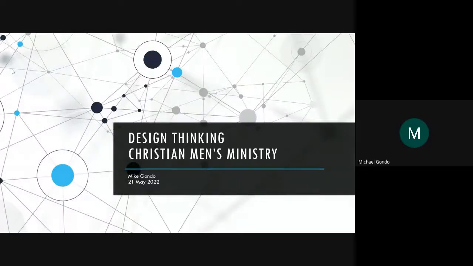On the left-hand side is a 10-year-old, so just create the persona of a 10-year-old at the top on the left-hand side. And then in the middle, the 10-year-old could be male or female, the gender does not matter in this context.